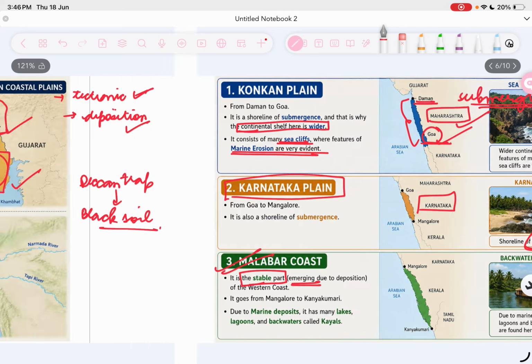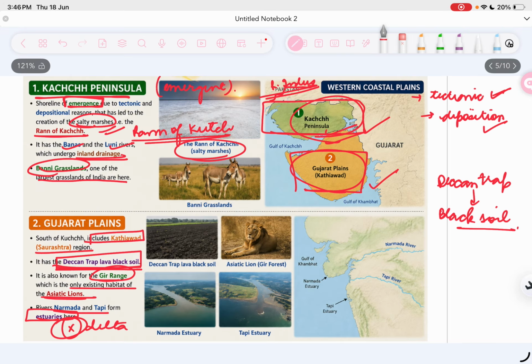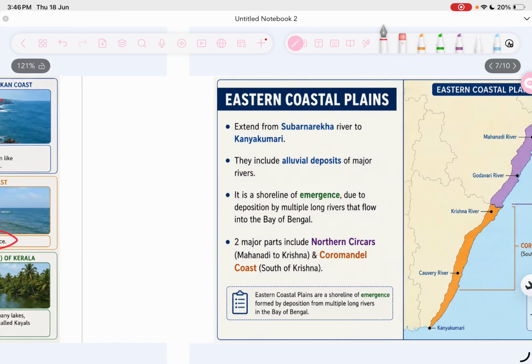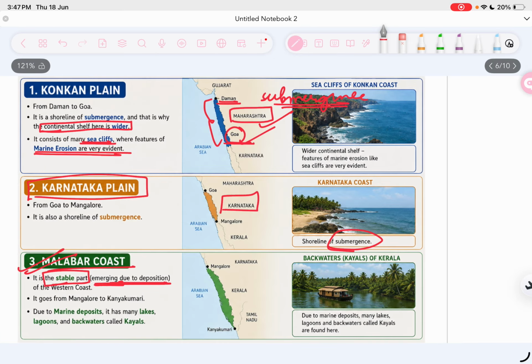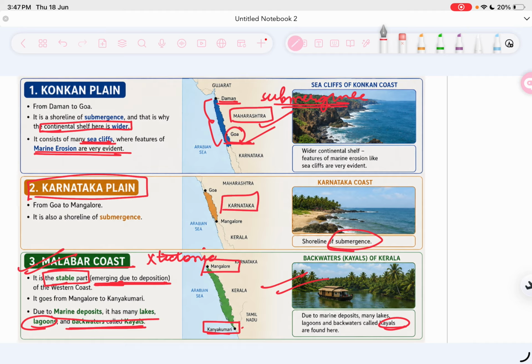But as we looked at the Kutch Peninsula case, it was emergent due to two causes, that is tectonic activity and deposition. Whereas in the case of the Malabar coast, it is just due to deposition. There is no tectonic activity present, and thus it is considered a stable part. It lies from Mangalore to Kanyakumari, and it has many marine deposits, many lakes and lagoons, and also it has backwaters called kayals. So here is the image of kayals, and Kerala is very famous for this backwater boat tourism.